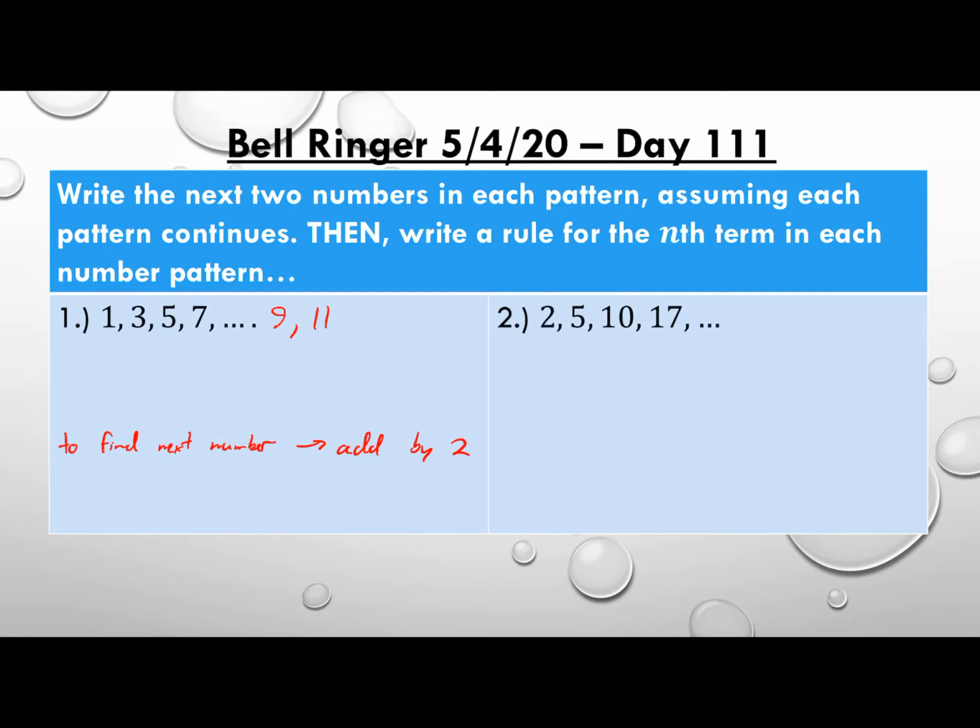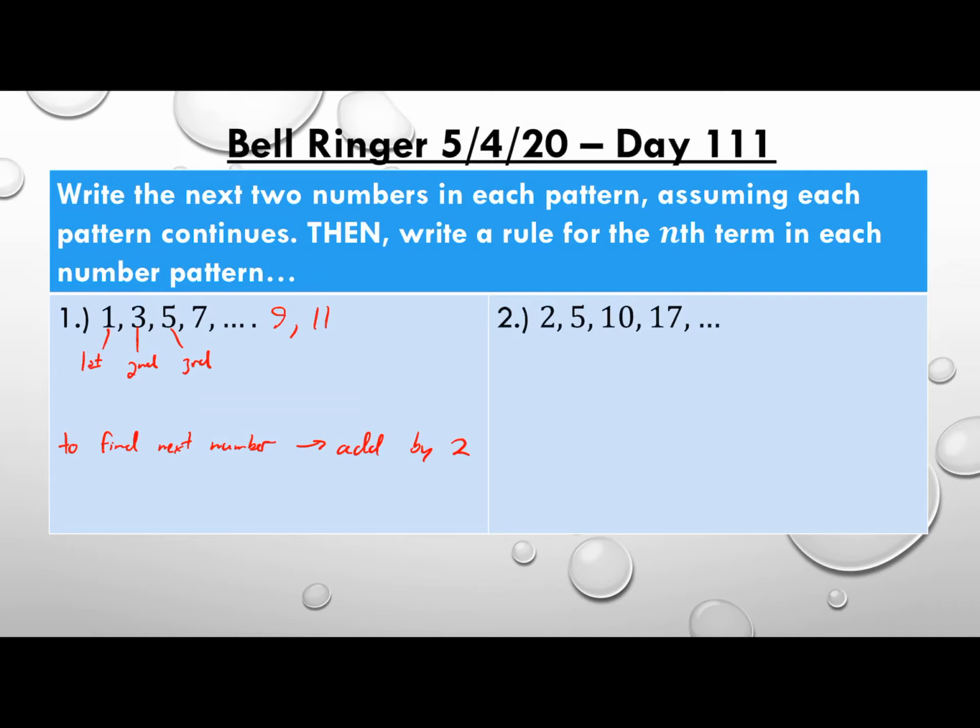Well, what if we wanted to find a rule that we could use to find any number on the list? For example, let's say we wanted to find the 50th term in this list of numbers, the 50th number. How can we find a rule that can help us do that? One way to think about it is to break it down like this. The first number is 1. The second number is 3. And then so on and so forth.